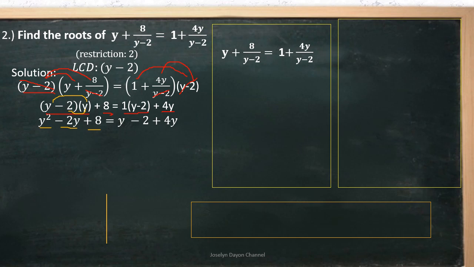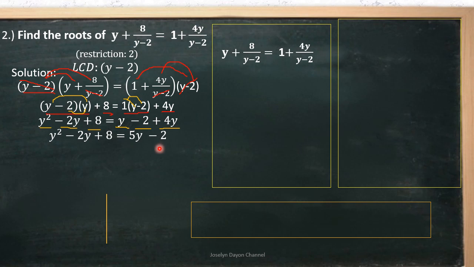And on the right side of the equation, 1 times y, we have y. 1 times negative 2, negative 2. And bring down positive 4y. Now we are going to combine similar terms. On the left side of the equation, there are no more terms that can be combined, but on the right side, we can combine y and 4y. So y plus 4y is 5y, and bring down negative 2.